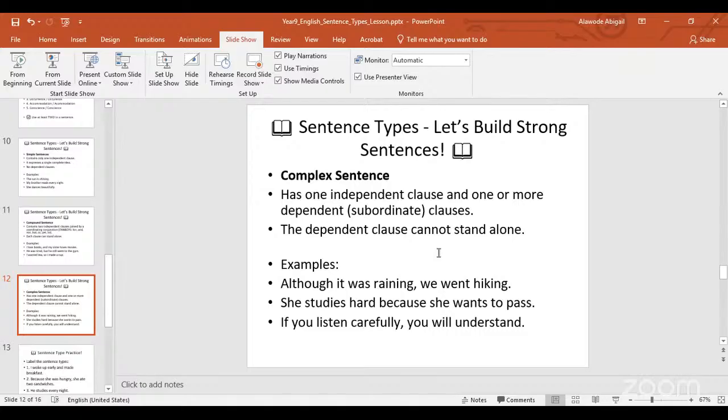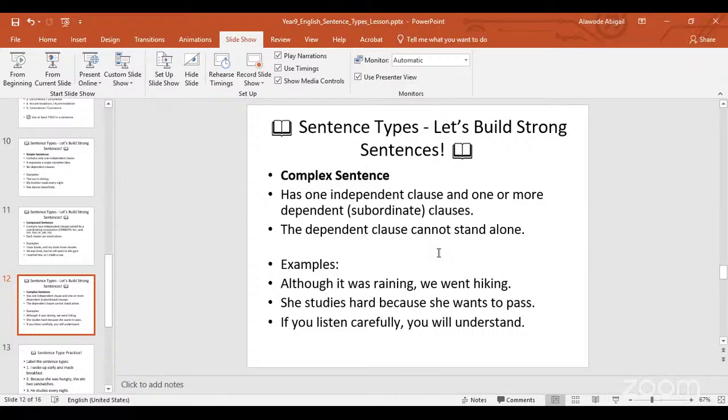Okay? So let's go to the second example. You will read that. You will tell me which one is the independent clause, which one is the dependent clause, and what's the conjunction there. "She studies hard because she wants to pass." The independent clause is also called the main clause. Let me tell you that. So "she studies hard" is the independent clause. And the dependent: "because she wants to pass."